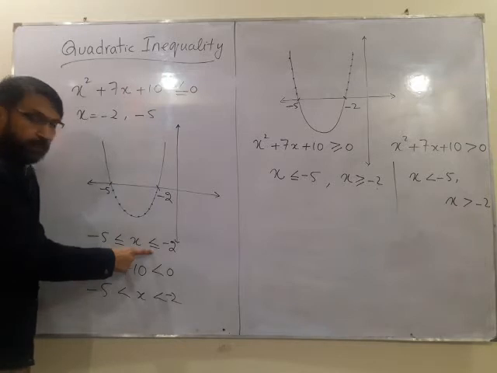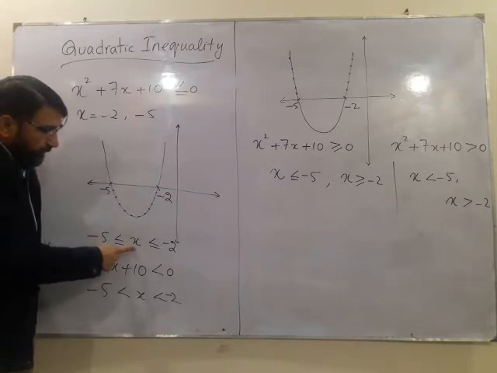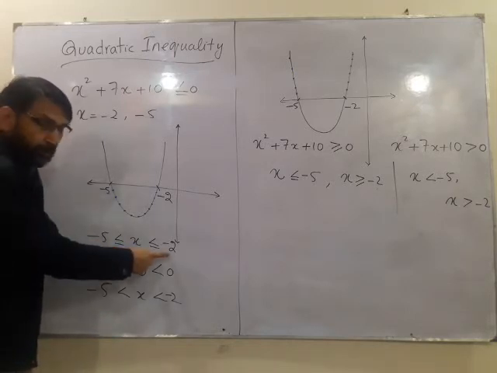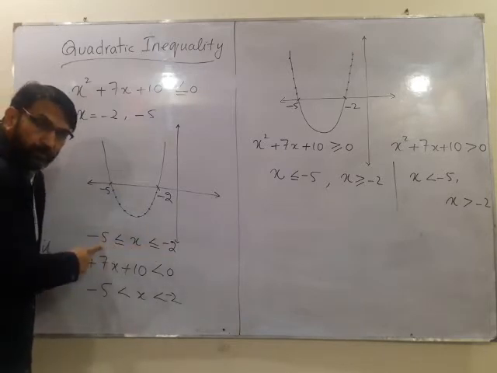So all these values are greater than minus 5 and smaller than minus 2. We can join them in the inequality: minus 5 less than or equal to x, and x is less than or equal to minus 2. That means x is lying between minus 5 and minus 2.